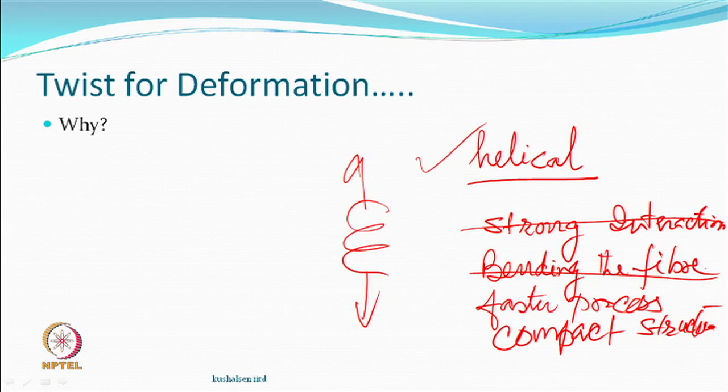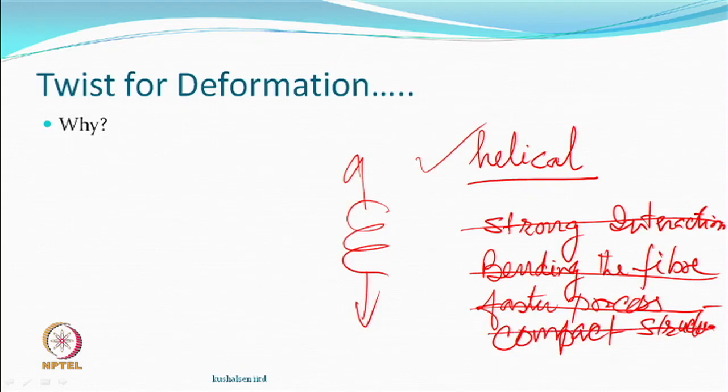Faster process, yes, but if you just throw them into the stuffer box, you can keep throwing them as fast as you want, it may not work. Compact structure, I mean, it could be very interesting if you are actually using a twisted structure. If you are not interested in twisted structure, then compact also does not make too much of a sense.